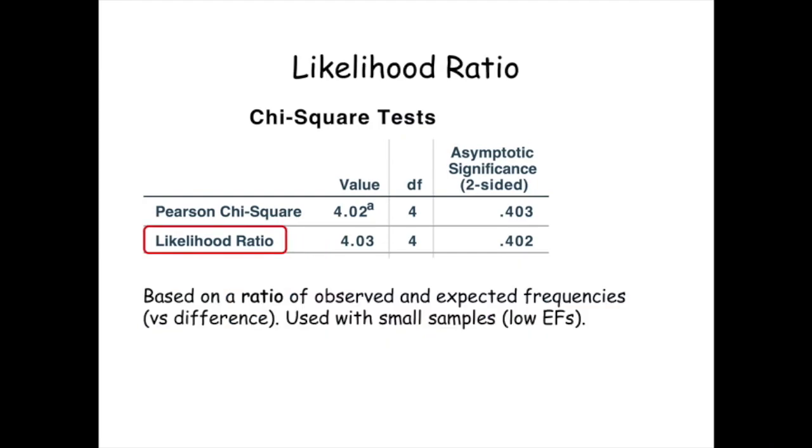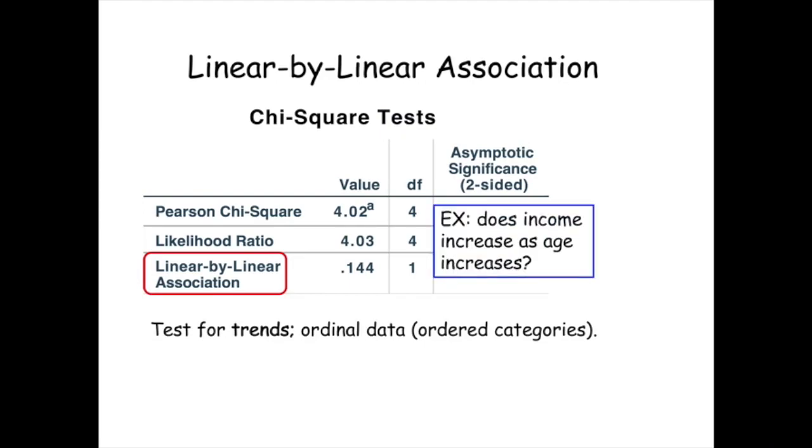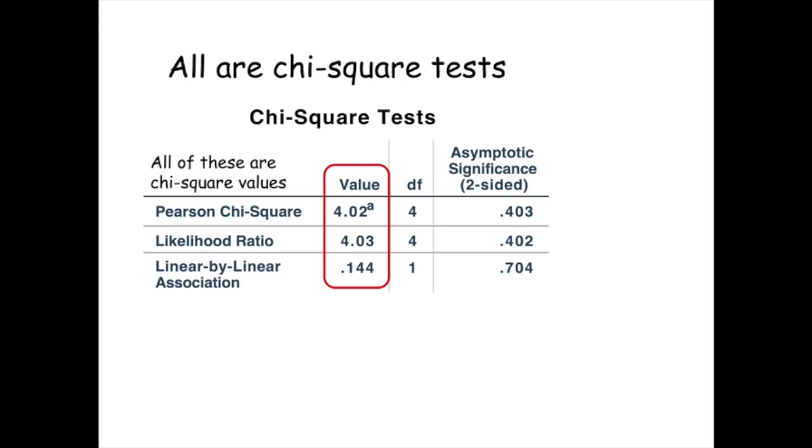The likelihood ratio is used when the sample size is small, that is, when the expected frequencies assumption is not met. The linear-by-linear test is sometimes used to examine trends for ordinal data. For example, if we measured age and income on ordinal scales, this test could be used to determine if income increases as age increases. This test is also used with 2x2 tables, that is, when each variable consists of only two categories. All of these are chi-square tests, so they are all chi-square values.